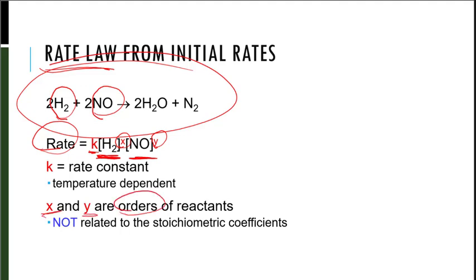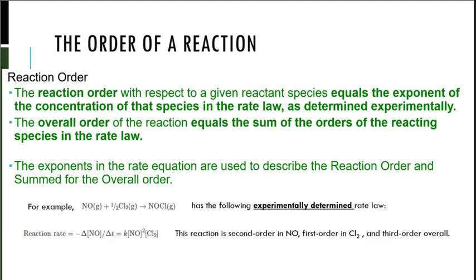X and Y are orders of reactants that we have to look at experimental data in order to get. So again, I can't stress this enough. Those are experimentally determined. We'll find those out in just a minute. We'll do some practice. If we wanted to know the overall order for our reaction, that is equal to the sum of the orders of our reacting species in the rate law.